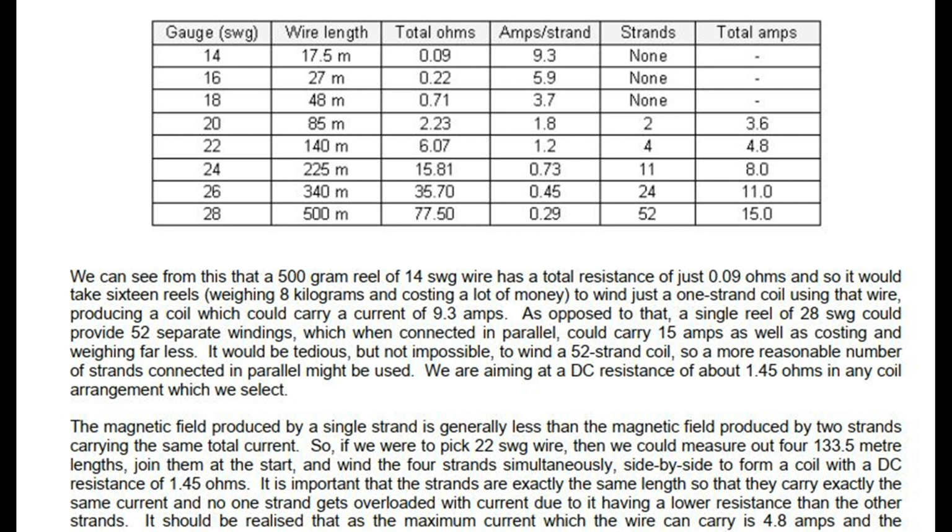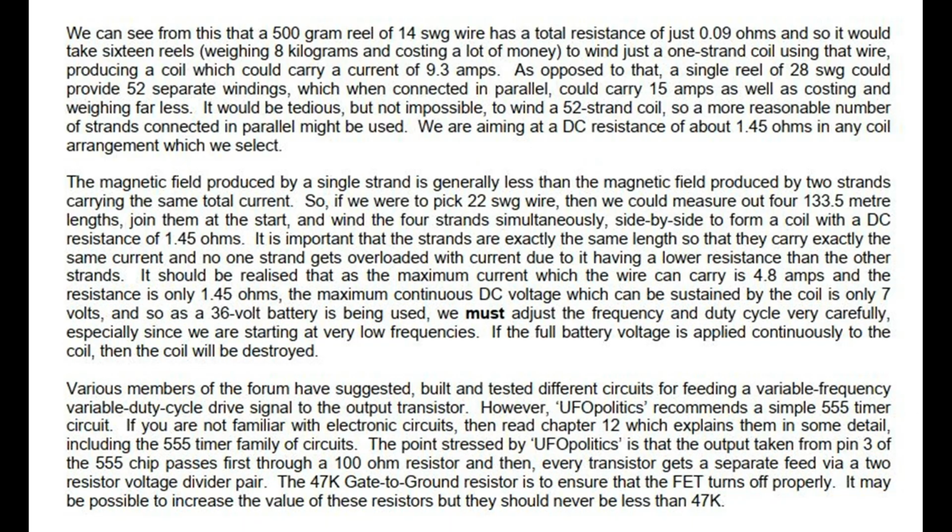It should be realized that as the maximum current which the wire can carry is 4.8 amps and the resistance is only 1.45 ohms, the maximum continuous DC voltage which can be sustained by the coil is only 7 volts, and so as a 36-volt battery is being used, we must adjust the frequency and duty cycle very carefully, especially since we are starting at very low frequencies. If the full battery voltage is applied continuously to the coil, then the coil will be destroyed.